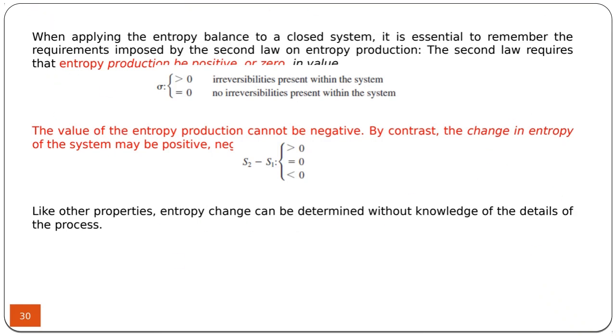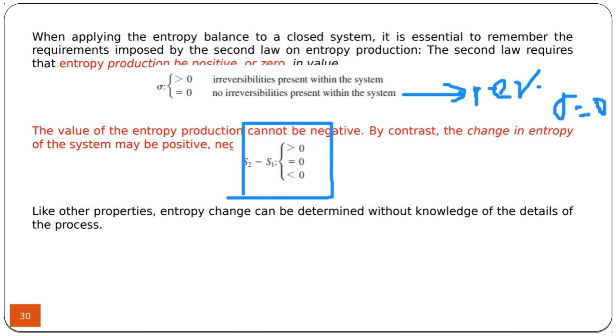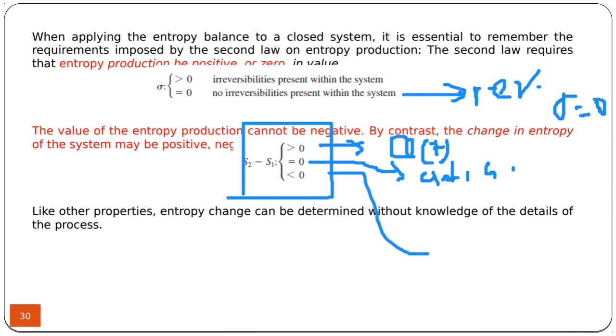As a summary, we can say that the produced entropy, sigma, is greater than zero if there are irreversibilities. It's equal to zero if there are no irreversibilities or the system is reversible. So in the case of a reversible system, the produced entropy is zero. On the other hand, the change of the entropy can be greater than zero, for instance, if Q is added, can be zero if it's adiabatic, or can be less than zero if heat is removed. Entropy change can be anything from zero to positive or zero to negative, but entropy production must always be positive.